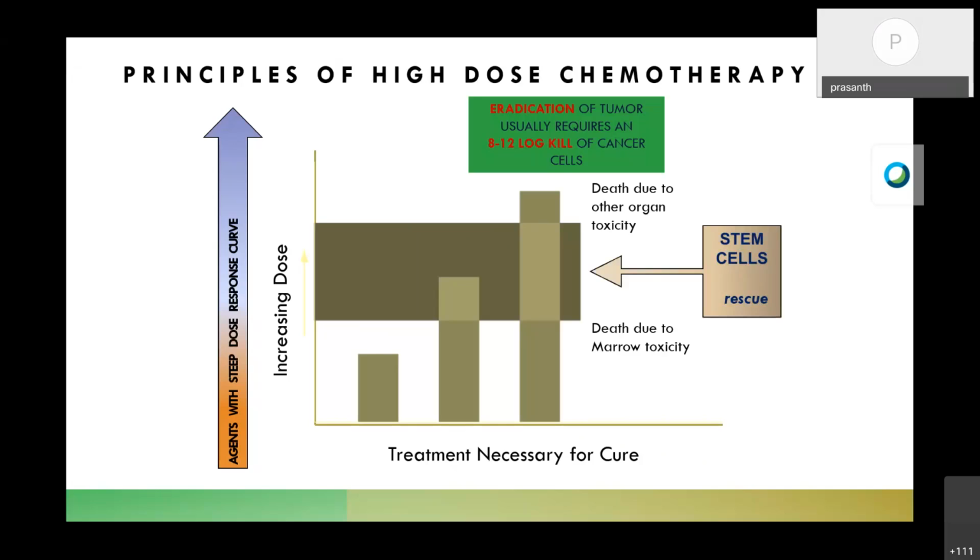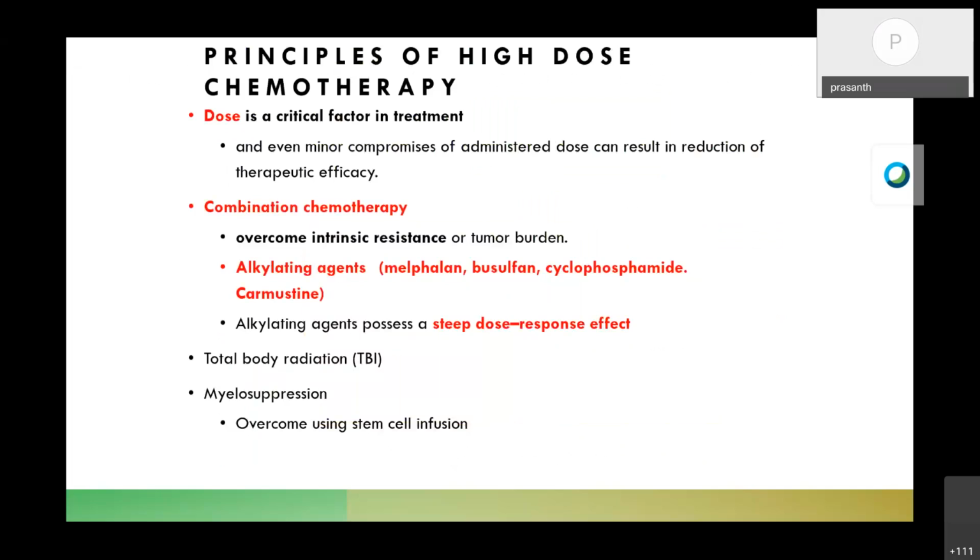So sometimes the term used is an autologous stem cell rescue because you're rescuing the bone marrow after using high dose chemotherapy. The dose is very critical, and when we are talking about high dose chemotherapy, usually about maybe even 5 to 10 times the conventional doses of chemotherapy, and even minor compromises of the dose can reduce the therapeutic efficacy. So it's very important to deliver the full doses. Usually we use combination chemotherapy to overcome resistance.